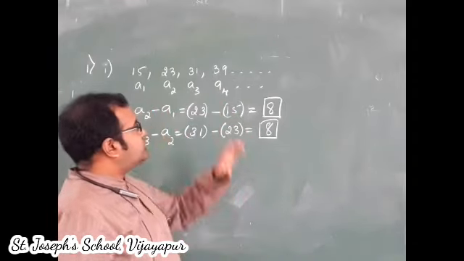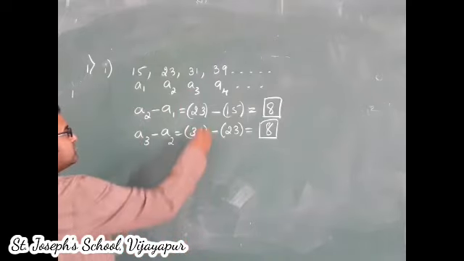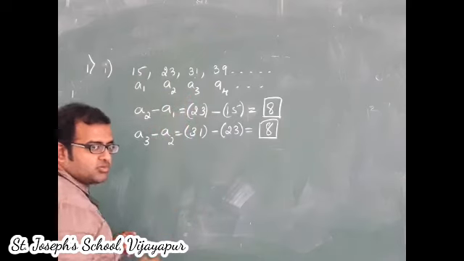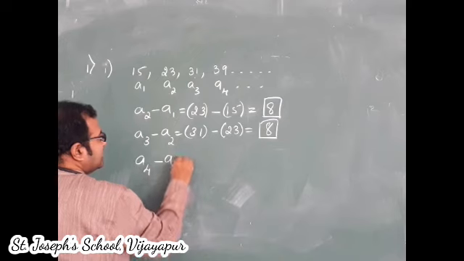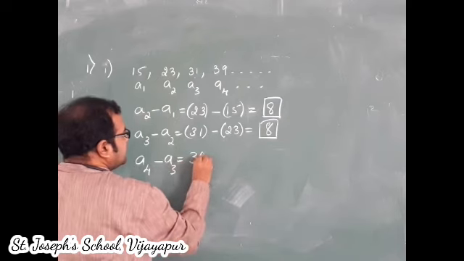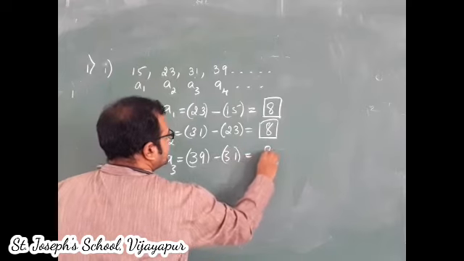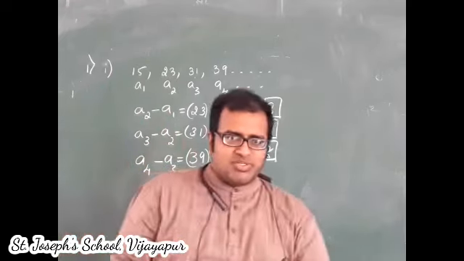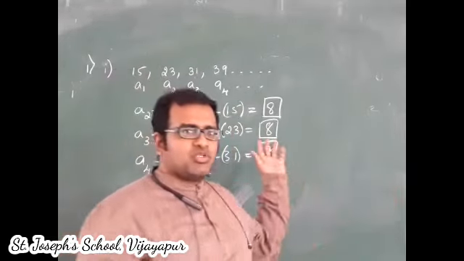Don't be in a hurry. We should check for all the numbers given there. There is one more set of consecutive numbers. Those two consecutive places we have to check once more. That is A4 minus A3. What is A4? 39 minus 31 is equal to 8. You may wonder, sir, 8 is the number which we added, so we already know that the difference is constant. Why do we have to check?